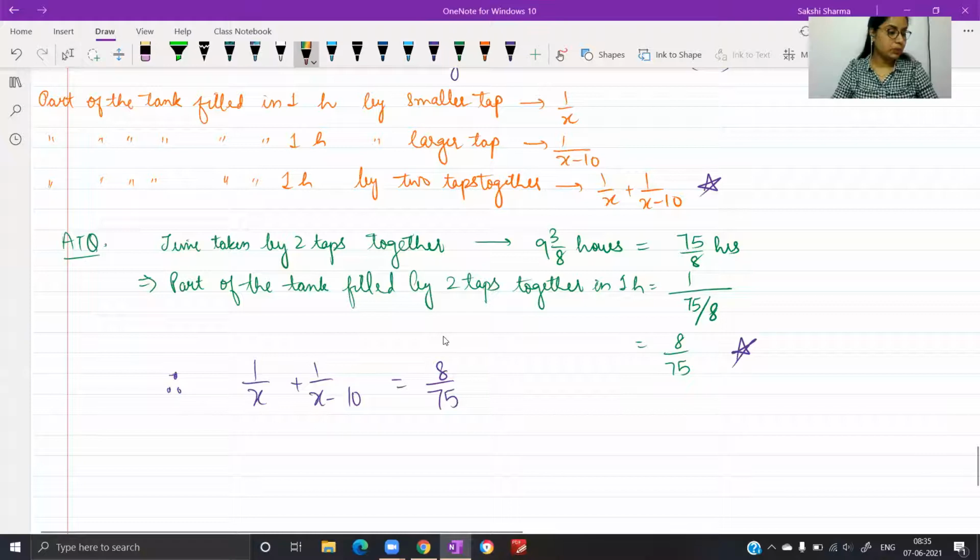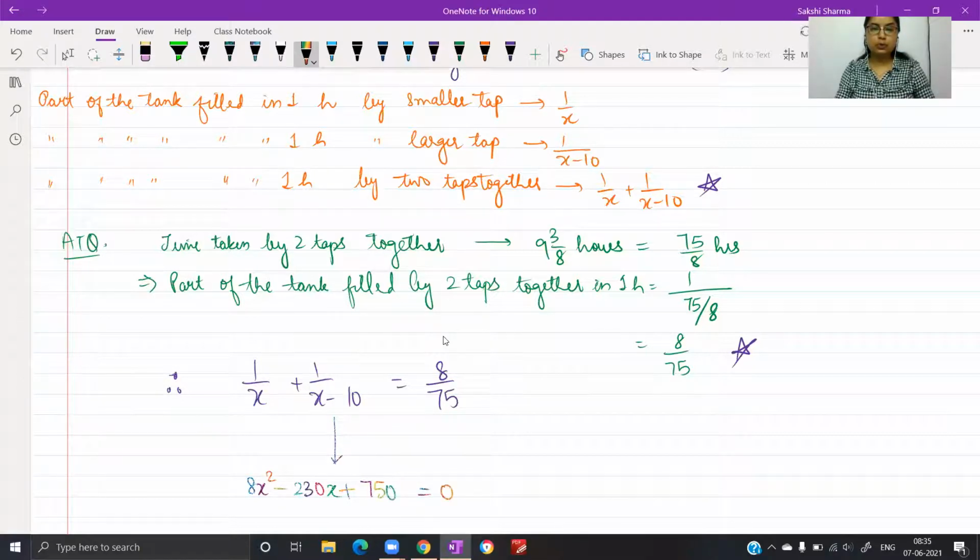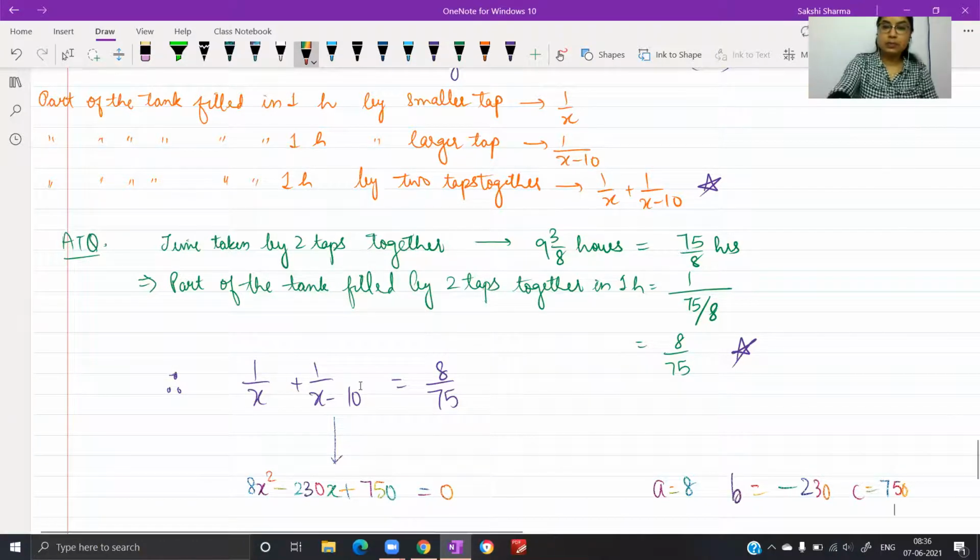Can you tell me what's the equation you obtain after simplifying? 8x squared minus 230x plus 750. And I think you prefer to work with the quadratic formula for this one. The values are way too large for factorization. So a is 8, b is negative 230. The constant term is 750.